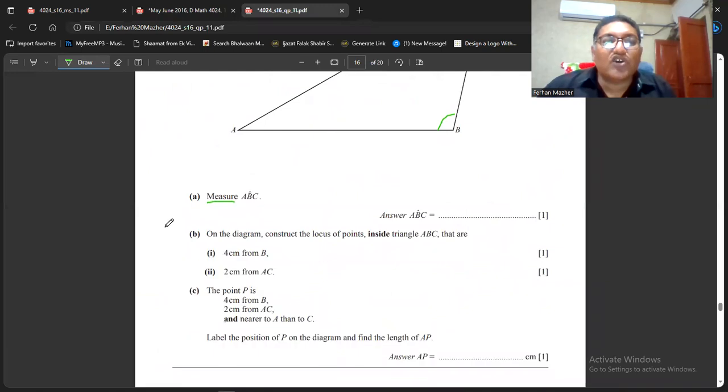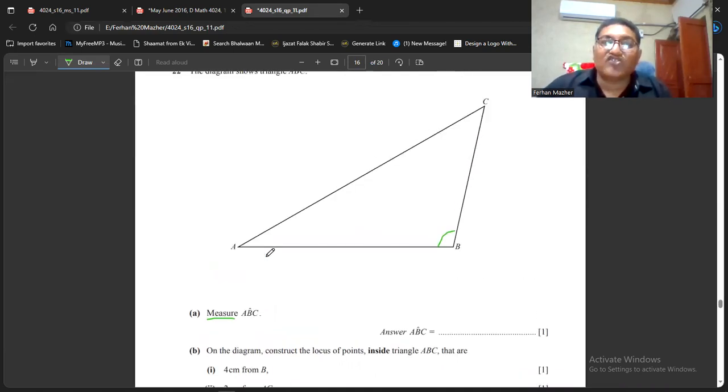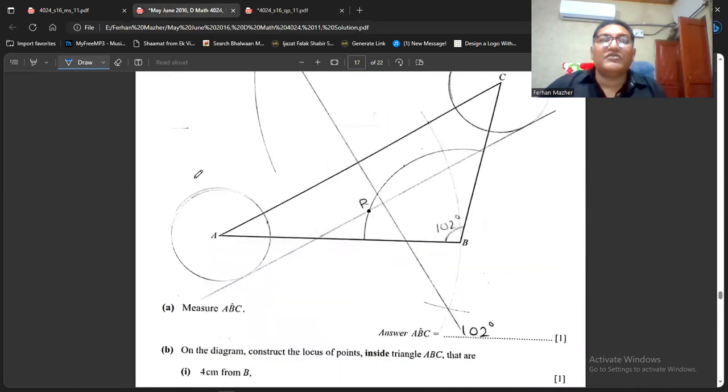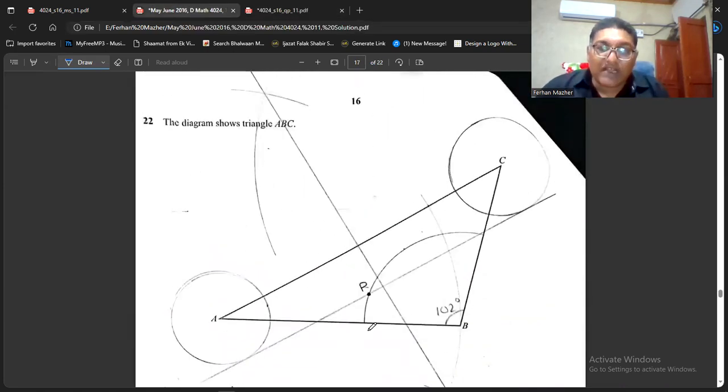Okay, then the question is: on the diagram, construct the locus of the points inside the triangle ABC that are 4 centimeters from B. If your distance is constant from a point, you draw a circle. So this means you have to draw a circle. You will take B as the center of the circle and open your compass 4 centimeters, put the compass needle here, and draw a circle of 4 centimeters. So let me show you. I have done this around, you can see this circle. This is the 4 centimeter circle.